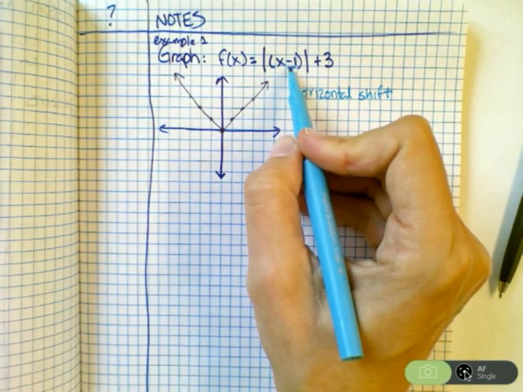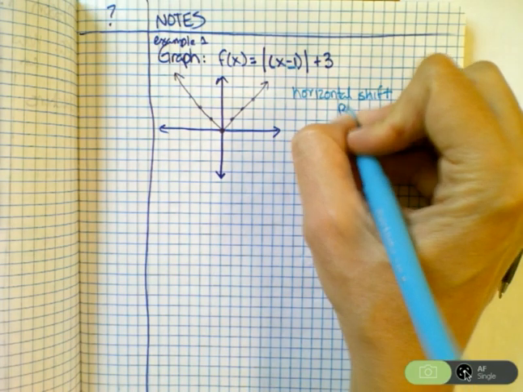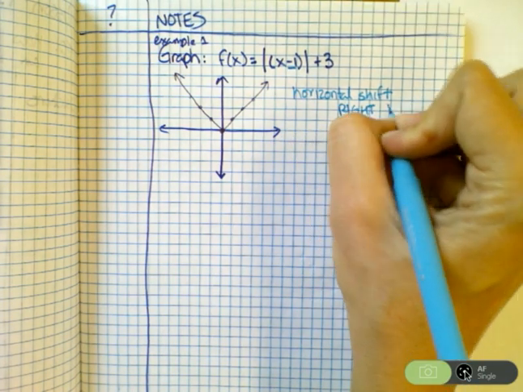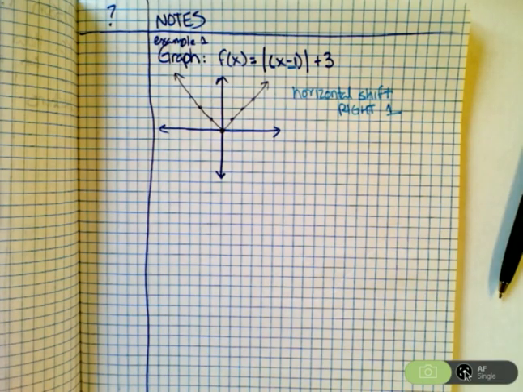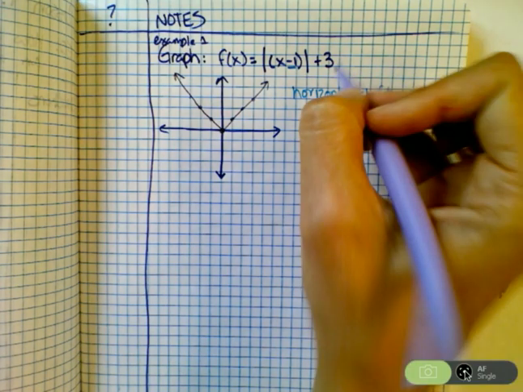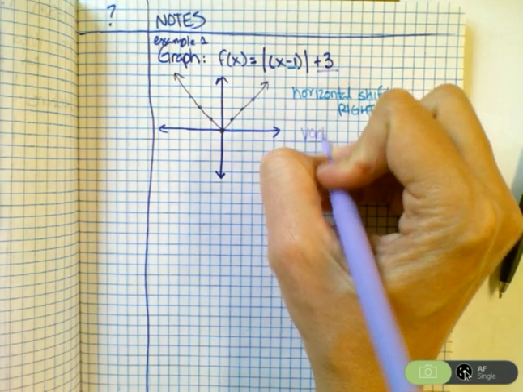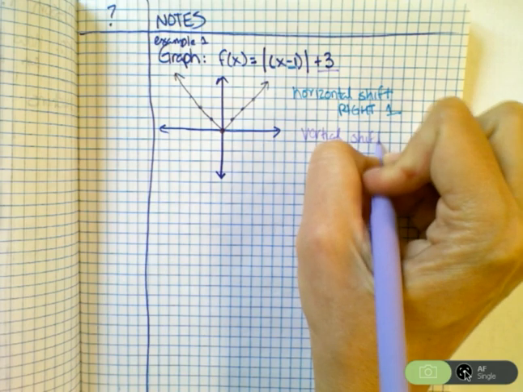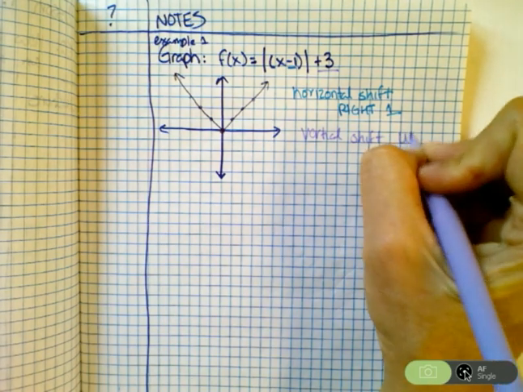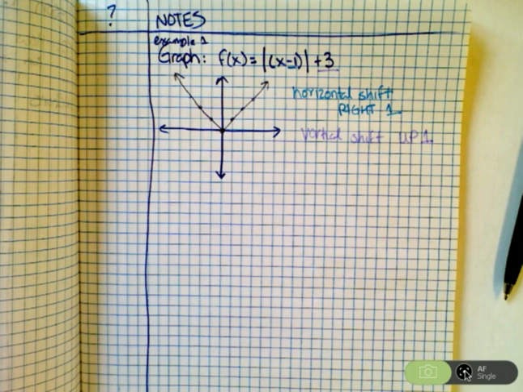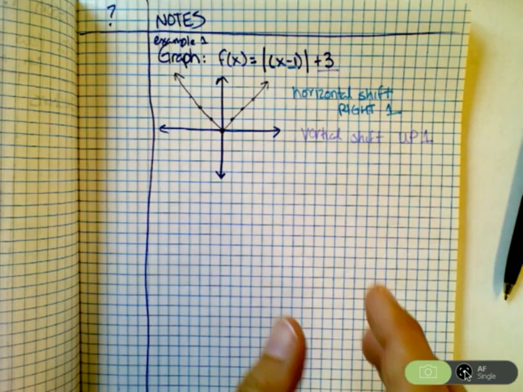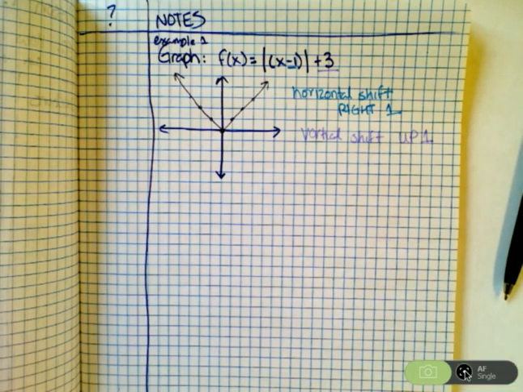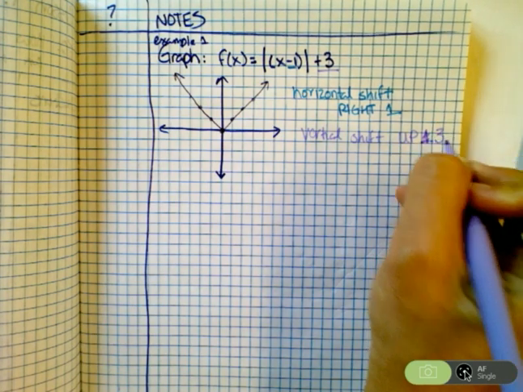And the horizontal shift, because it's minus 1, is going to be right 1 unit. And then that plus 3 tells us we're going to have a vertical shift. And our vertical shift is going to be up 1. So we take all of our original points and we think about moving each one of them to the right one. I'm sorry, right 1 and up 3. This isn't up 1, that's up 3.